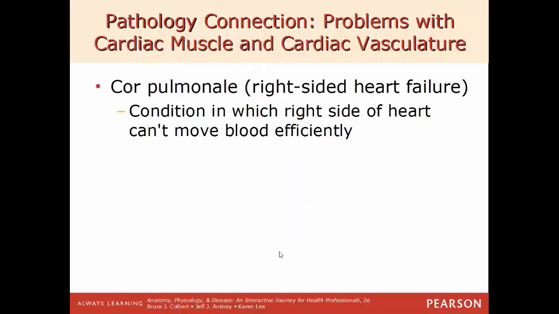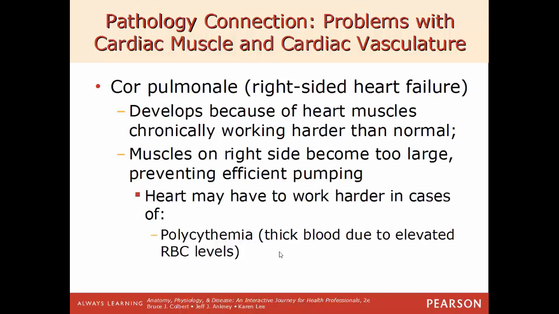Next we'll talk about pathology connection, some problems with cardiac muscle and cardiac vasculature. The first one, right-sided heart failure, cor pulmonale. This is a condition in which the right-hand side of the heart can't move blood efficiently. Now, this develops because the heart muscles are chronically working harder than normal. So the muscles on the right-hand side of the heart become too large, which means they can't pump blood effectively. So the heart has to work harder to catch up on the volume of blood that it needs.